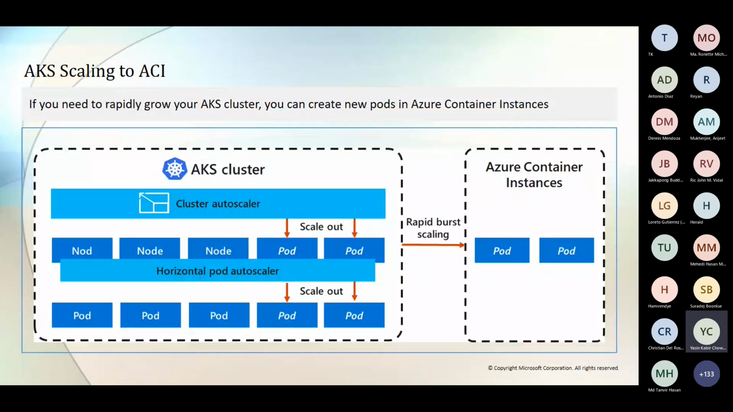If you need to rapidly grow your AKS cluster, you can create new pods in Azure Container Instances. Suppose if you need more, then you can create new production containers and nodes to support it. You can create Azure container instances there, suppose a VM, and create more containers there. If you need more pods, not just for scaling or just increasing the VM's memory size or disk size, you just create a full VM, and in that VM you can put the containers of production.